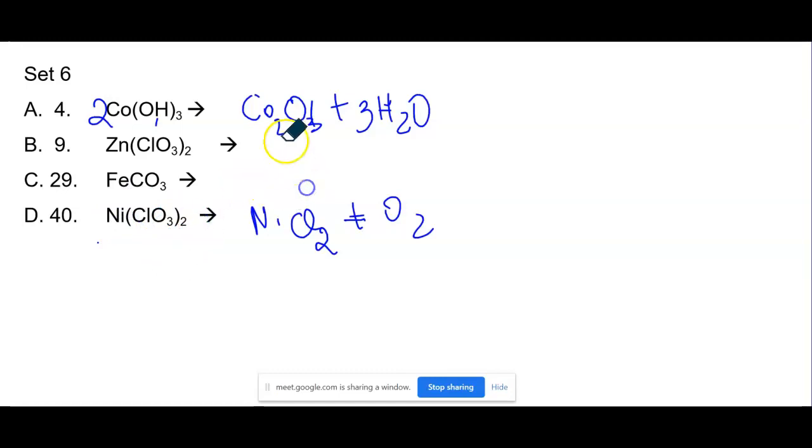All right, so now we're going to balance, okay? So I've got 2 chlorines and 2 chlorines. I've got 1 nickel, and I've got 6 oxygens and only 2 oxygens. So I'm going to put a 3 here, and now I've got 6 oxygens on both sides.